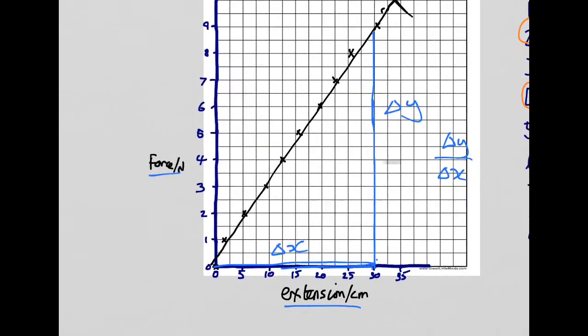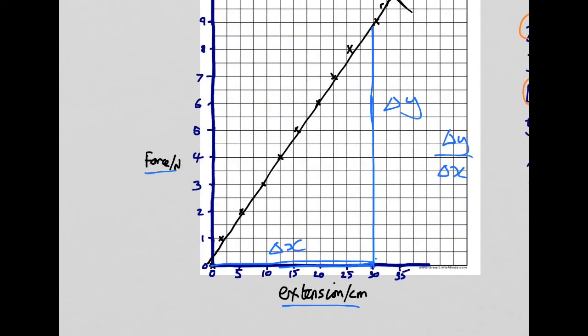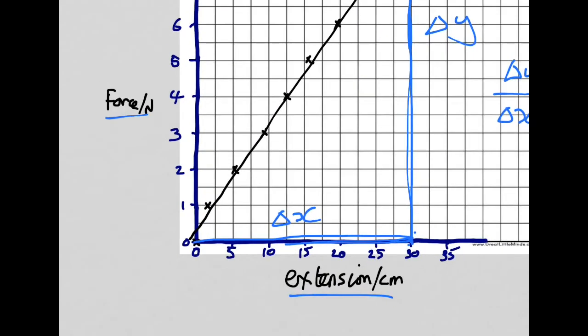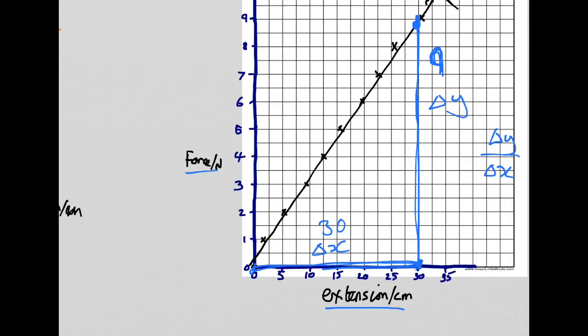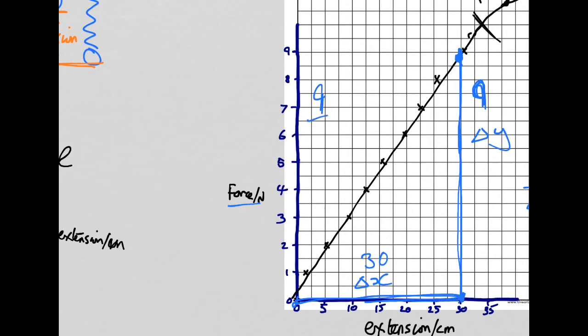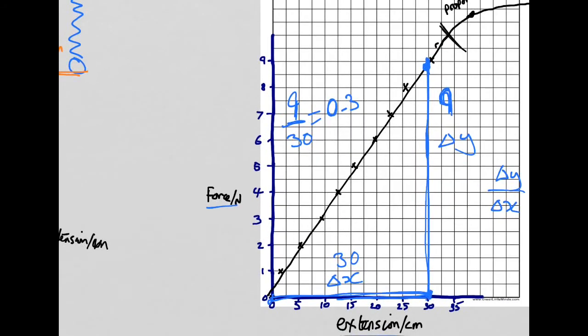Let's take the change in y. So y started at 0 and it went all the way up to 9 on our graph. So that's 9. Our change in x started at 0 and it went all the way up to 30. So change in y divided by change in x is 9 divided by 30. That's going to give me 0.3, and I'm taking a force in newtons and dividing it by extension in centimetres. So in this case it's newtons per centimetre. So that's my spring constant for the spring that we used.